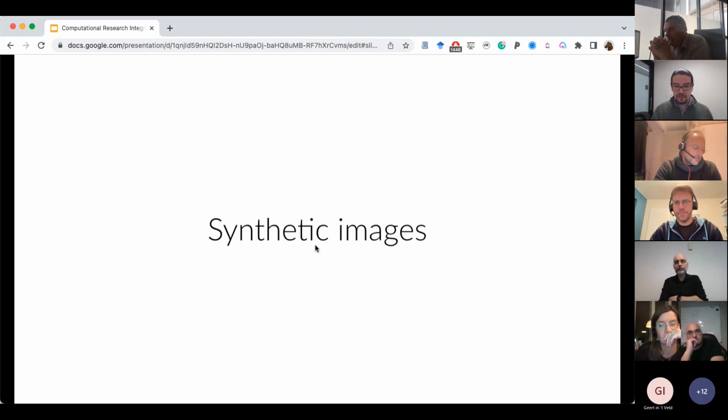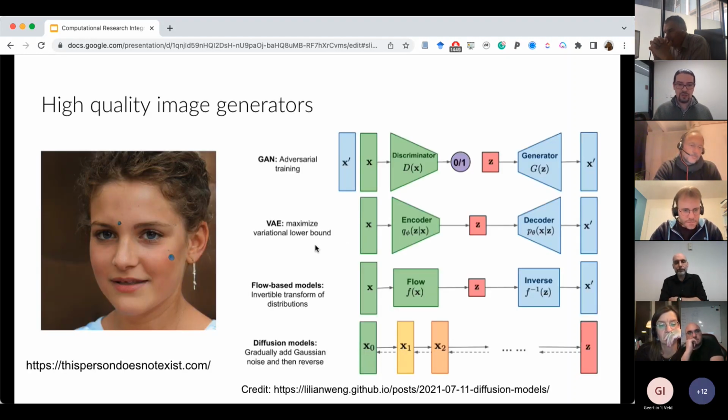Synthetic images. I think this is a huge challenge. I'm sure you've seen this example. If you go to this website, This Person Does Not Exist, you visit the website and it automatically generates a completely synthetic person. The quality of these generations has been increasing dramatically over the last couple of years. Now, the technique they use here is not even state of the art. This face, although it has some artifacts, still looks perfectly fine.